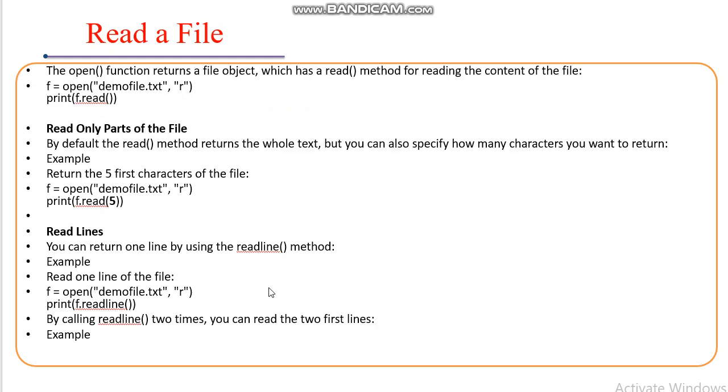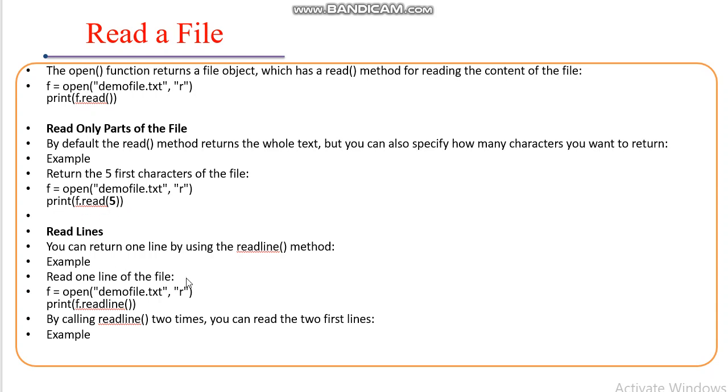Now to read a file, the open function returns a file object which has a read method for reading the content of the file. So here f equal to open the file demo file.txt in read mode and print f.read. To read only parts of the file, you can specify how many characters you want to read. In this example, we are printing f.read(5), the first 5 characters we want to read.